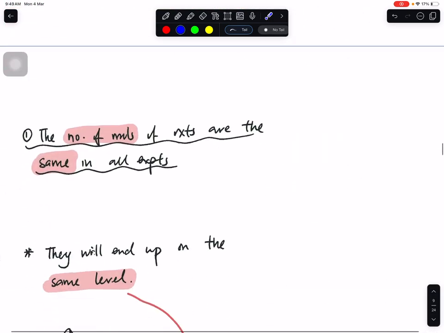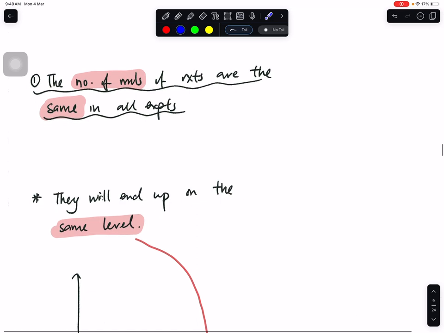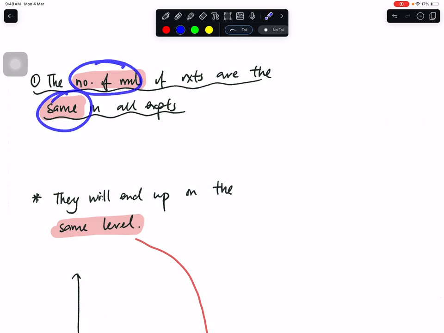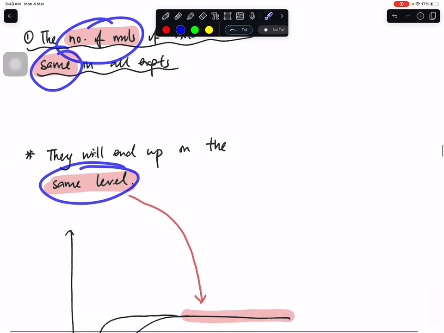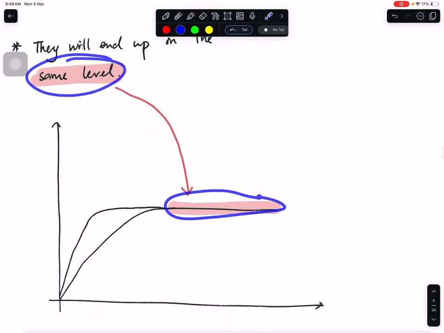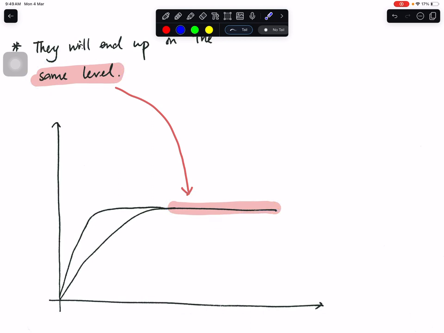So for the next part, let's take a look at this. For most of the experiments that we've been doing, your number of moles is actually kept the same. If your moles are kept the same in different experiments, you will always end up at the same level. So over here, this is the graph that you've been used to for the past few parts that we were doing.